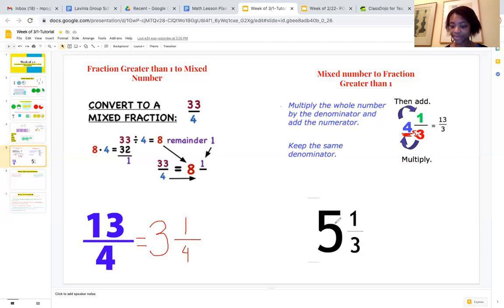Now let's figure out what 5 1/3 is as a fraction greater than 1. We're going to multiply the whole number, 5, by 3, which gives us 15. And we're going to add 1 to 15. So 15 plus 1 gives us 16. So in this example, 16 is the numerator and 3 is the denominator. So 5 1/3 as a fraction greater than 1 is 16/3.